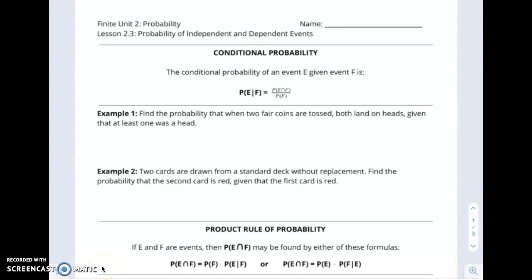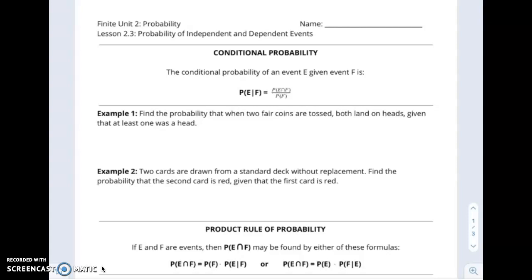Lesson 2.3, we're going to talk about the probability of independent and dependent events. Independent events are events that do not affect each other, so one probability is not going to affect the other probability. And then dependent events are events that do affect one another. So, for example, if I said you draw a red card out of the deck first, and then second, you draw another card, what's the probability that it's a heart? Then the first card you drew has affected the probability of the second card you drew because you've taken one card out of the deck.